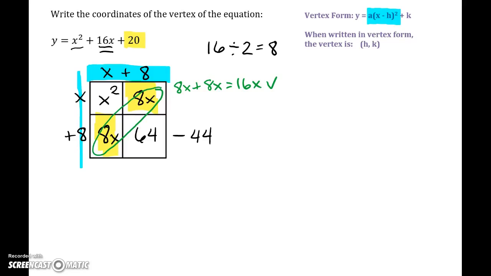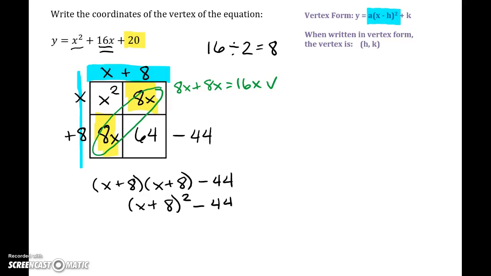So now that we have our area diagram complete, we can write our equation in vertex form. Because the two sides of our area model are equal, we can write it as a perfect square. Our two sides to start with are x plus 8 by x plus 8, and we also have this minus 44. But since the two binomials are equal, we can write it as a perfect square. So now it can be written as (x plus 8) squared minus 44. So now our equation is written in vertex form.